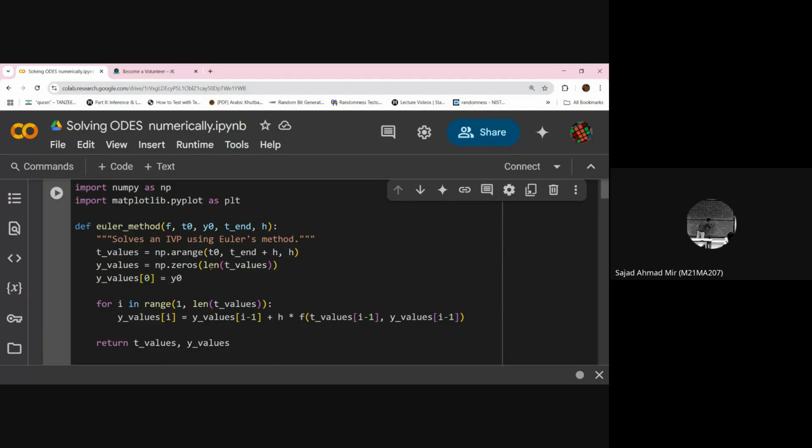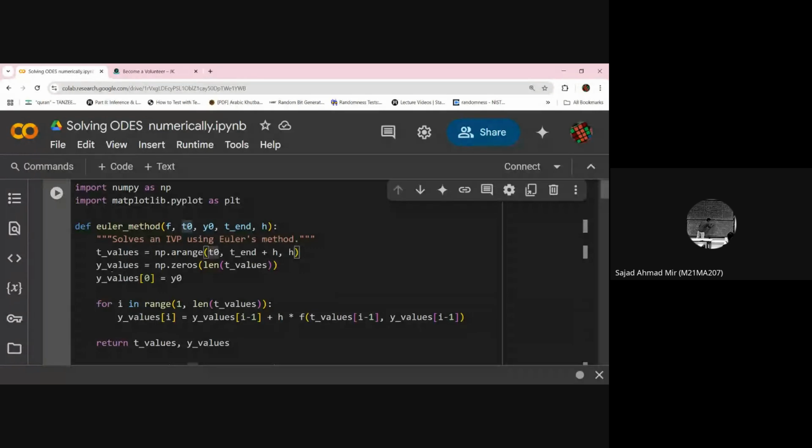So I first define my Euler's method. What you have in your Euler's method is a set of points, which instead of x I am denoting with t values, or the time values. So I am taking the range of values starting from your initial point to the desired point, with a specific difference h. This is how you get a range of values with a given step length h.